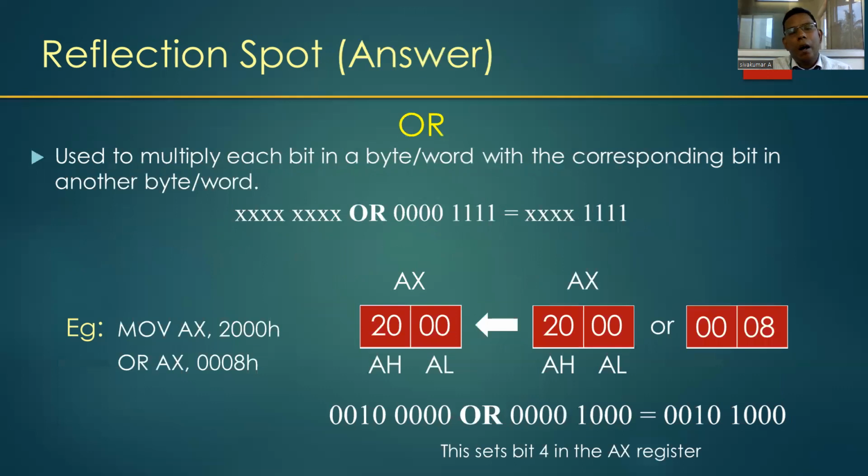This is the OR. It is used to combine each bit or byte with the corresponding bit in another byte. OR destination, source. The destination will be the AX register. The source will be 2000. So 2000 and AX will be ORed, and the result will be stored in the AX register. After executing that, the result will be 2008. This is the OR operation.